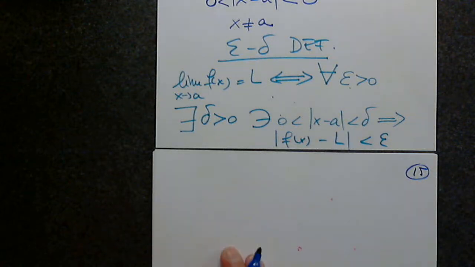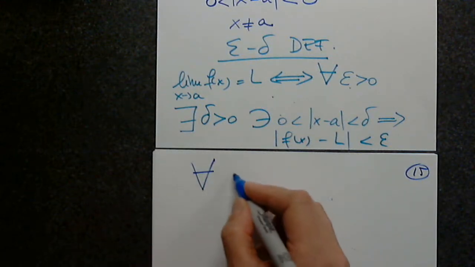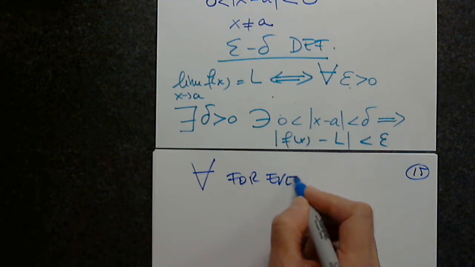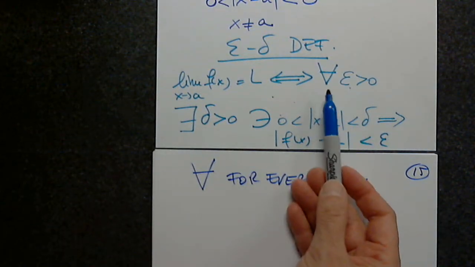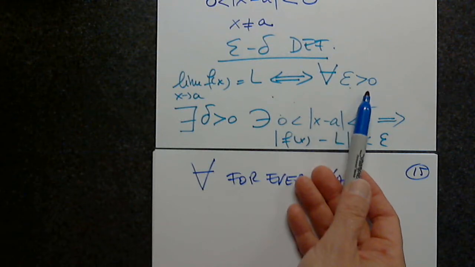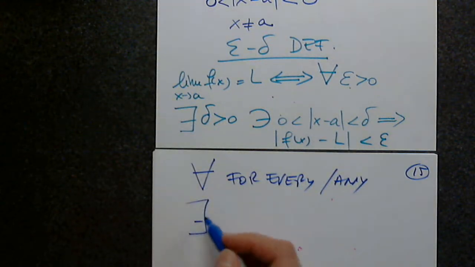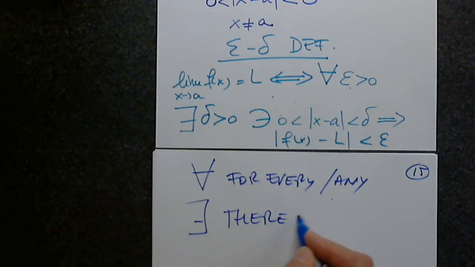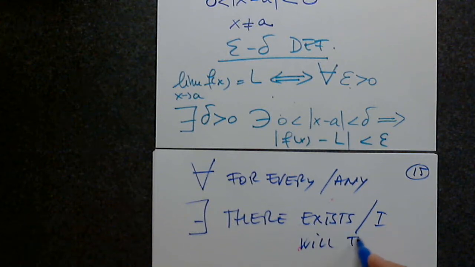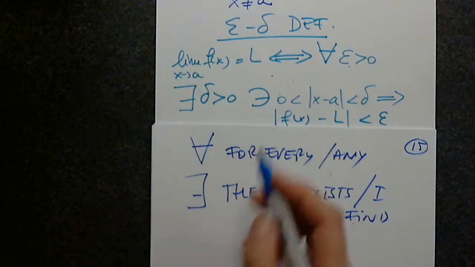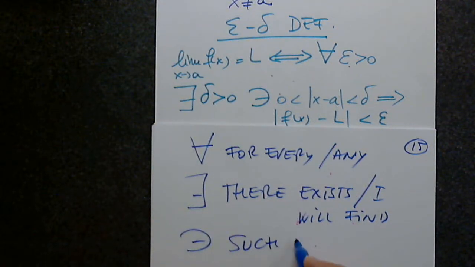So let me write down these symbols. This symbol means for every, or any. For every, for any epsilon positive. This symbol, there exists, or you can say, I will find a corresponding delta positive. This symbol, such that. And that's it. 3 symbols.